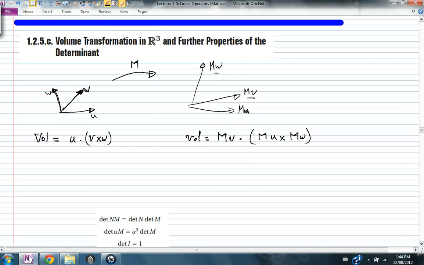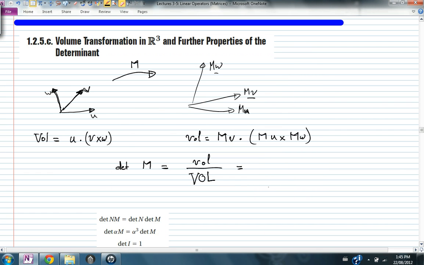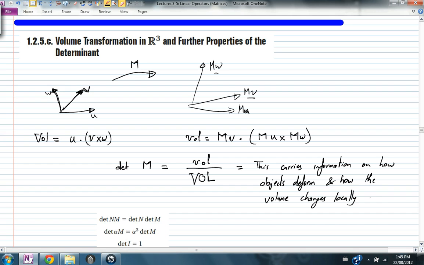The nice thing about the determinant is that it gives me the ratio between the new volume divided by the original volume, which means when we start talking about continuum mechanics and solid mechanics, this carries information on how objects deform and how the volume changes locally when the objects deform.